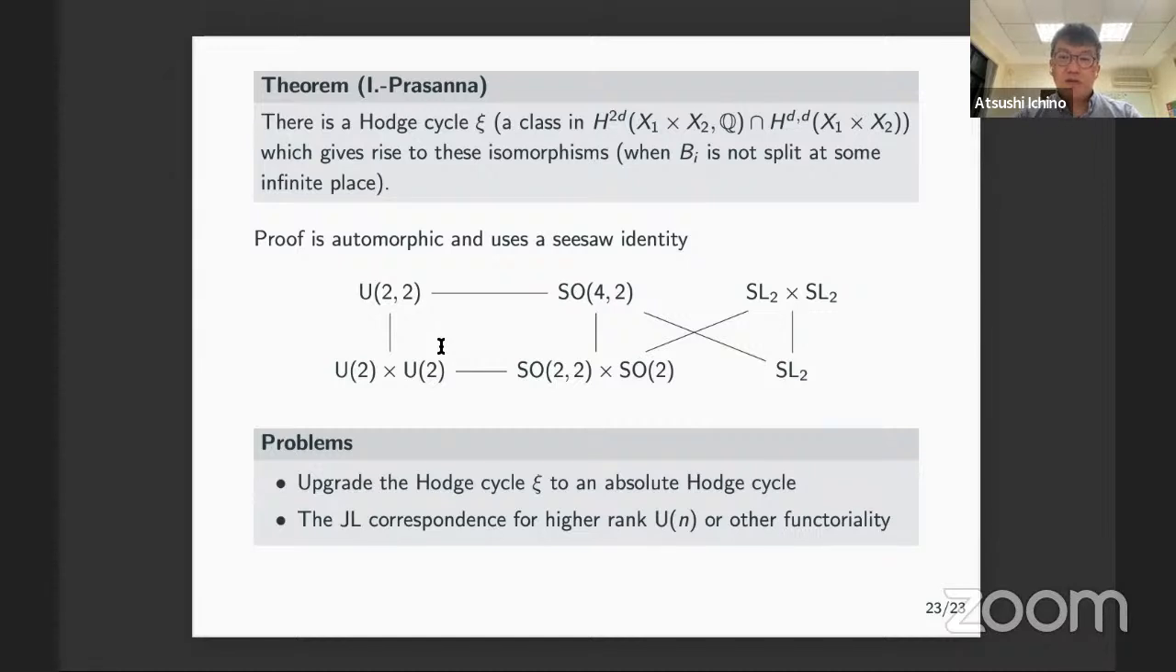But we can try to consider other functoriality, such as the endoscopic lifting from U_n to U_{n+1}. But of course, we can also phrase it in terms of the automorphic periods. But it is still not known how to prove the non-vanishing yet. Okay, so this is what I want to say. And thank you very much for your attention.